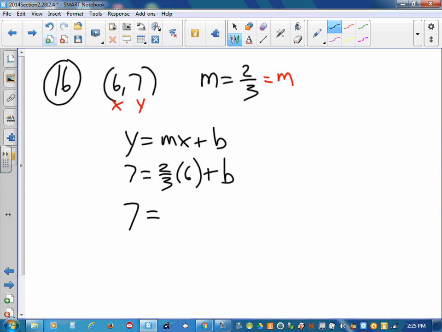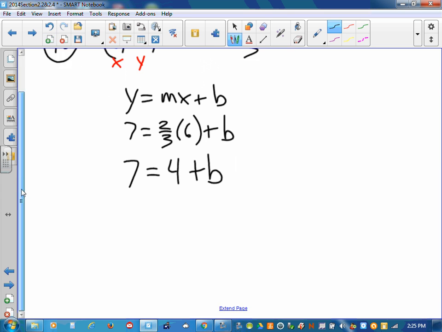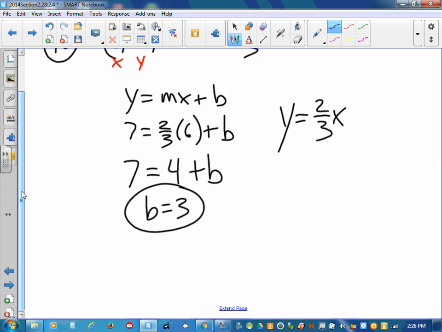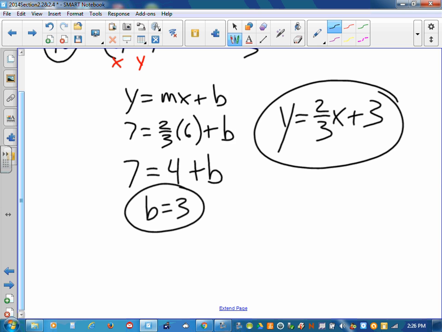7 is equal to 2/3 of 6, which is 4. And we subtract the 4 over. B is equal to 3. I am not done until I actually write the equation. Y equals the slope 2/3 x plus 3. There's the answer to that one.